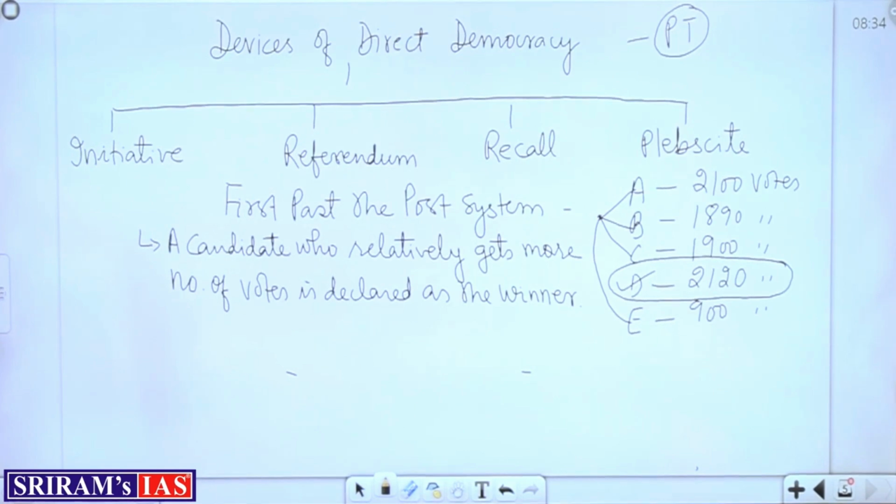Then secondly, he can refer an international treaty or an agreement signed by France to the people in a national referendum.